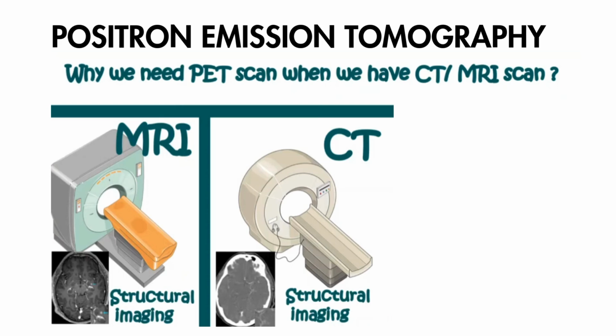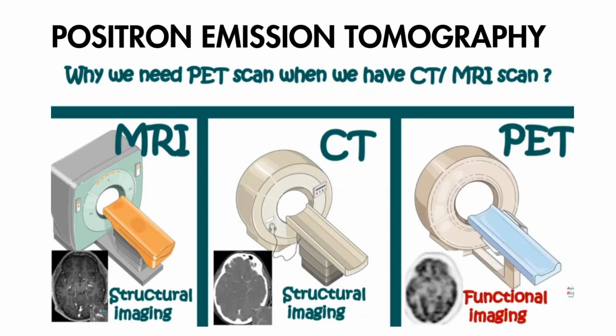MRI and CT are the devices that are used to image structural things. Only structural imaging has been done with MRI and CT. But in positron emission tomography, apart from structural images, we can also identify functional images, like the functions of a heart, functions of a brain, or functions of any artery or vein. With that, we can see the applications of PET.